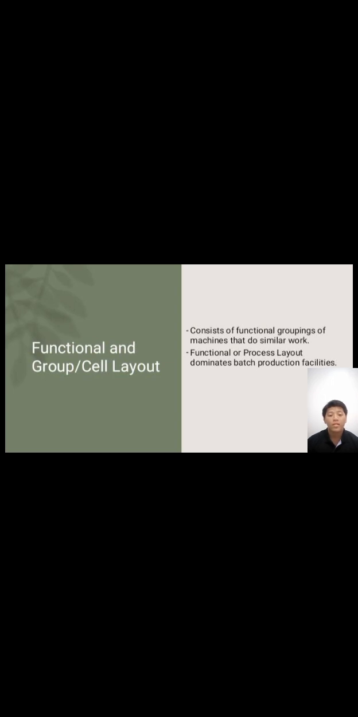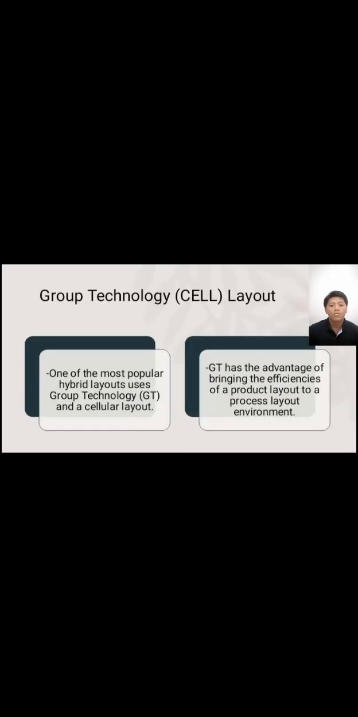This layout promotes flexibility and efficiency by creating self-contained units capable of producing a variety of products with reduced setup times. Group technology layout. A group technology cell or layout, often used in manufacturing, arranges machines with similar functions into cells to improve efficiency and reduce production time, minimizing materials movement. This approach groups similar processes together, streamlining operations and enhancing overall productivity.